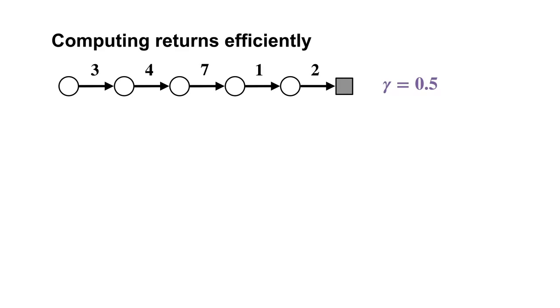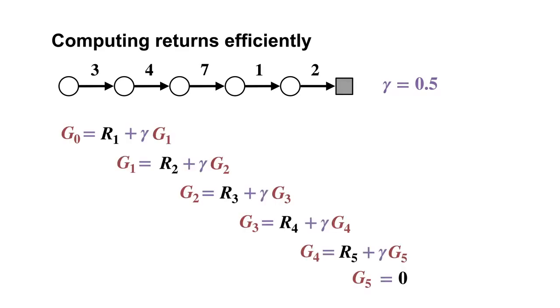Suppose the discount factor is 0.5, and imagine an episode ending at time step 5, where the reward sequence is 3, 4, 7, 1, and 2. Let's find each return G0 to G5, starting by writing down the equation for each return. Notice that each return is included in the equation for the previous time step's return. That means we can avoid duplicating computations by starting at G5 and working our way backwards.